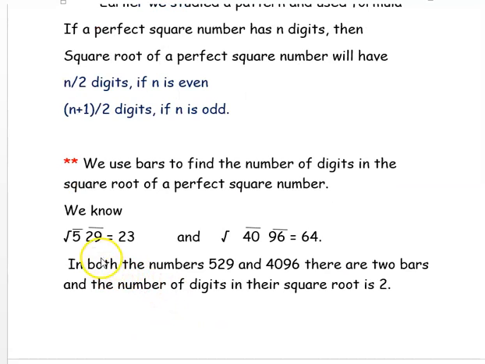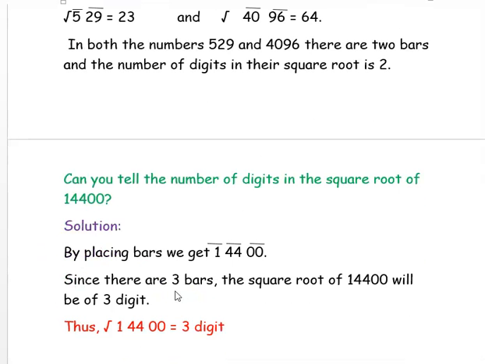So thus we can say that the number of digits in the square root of the given perfect square number is based on the number of bars we are placing over the number. Now let's see one more example for this. Can you tell the number of digits in the square root of 14,400? Okay, so now we will see how many digits are there in the square root of this number 14,400 by placing the bars.